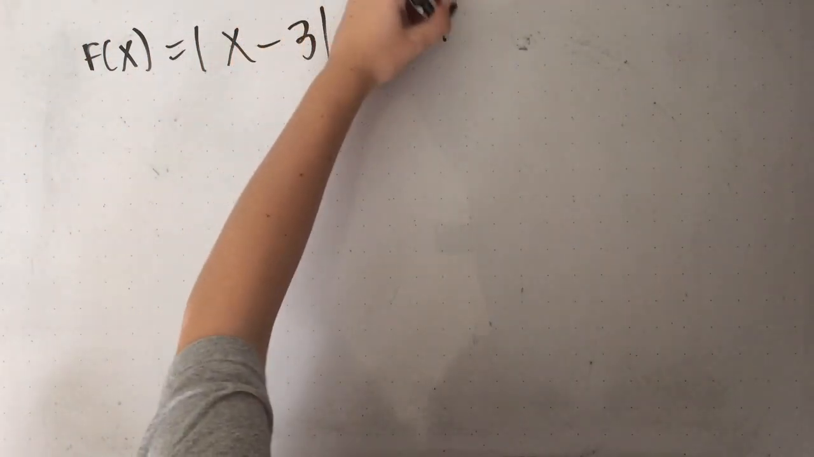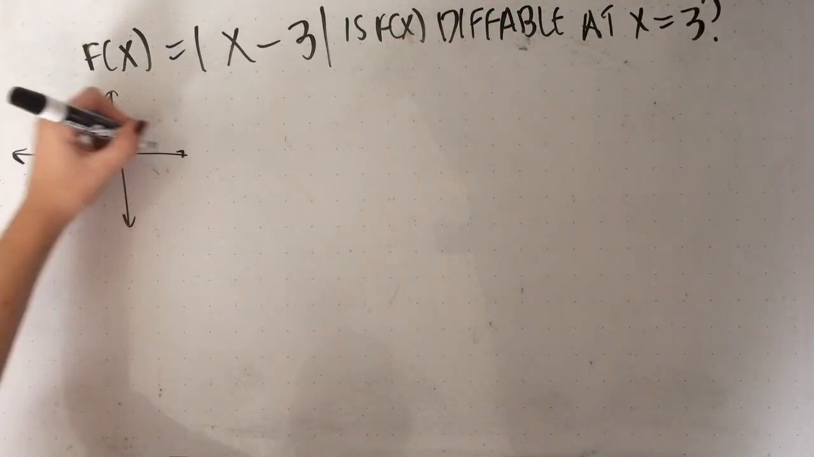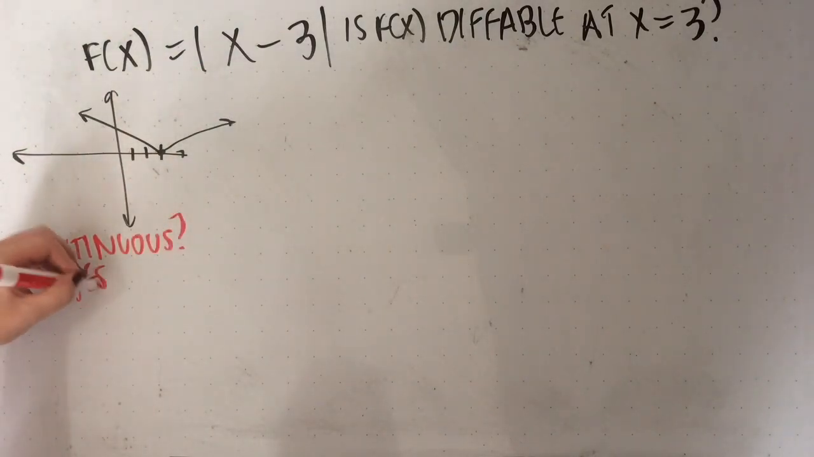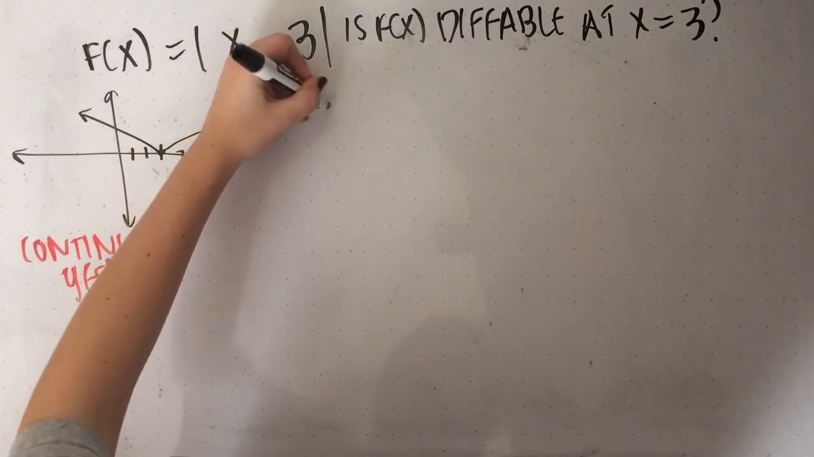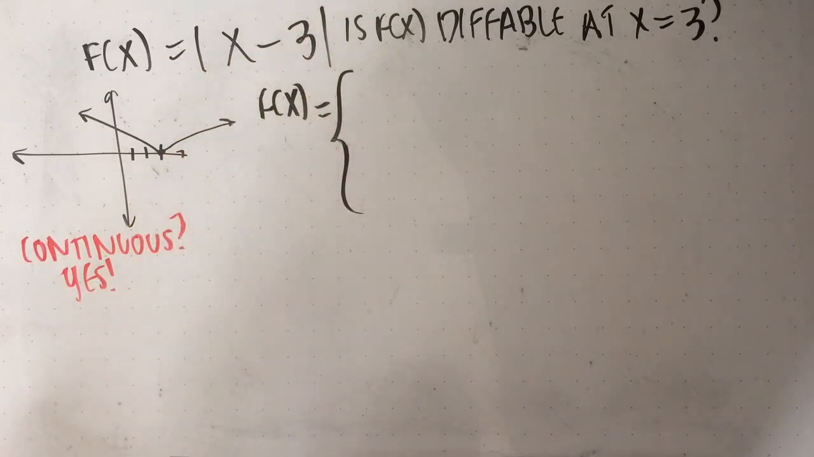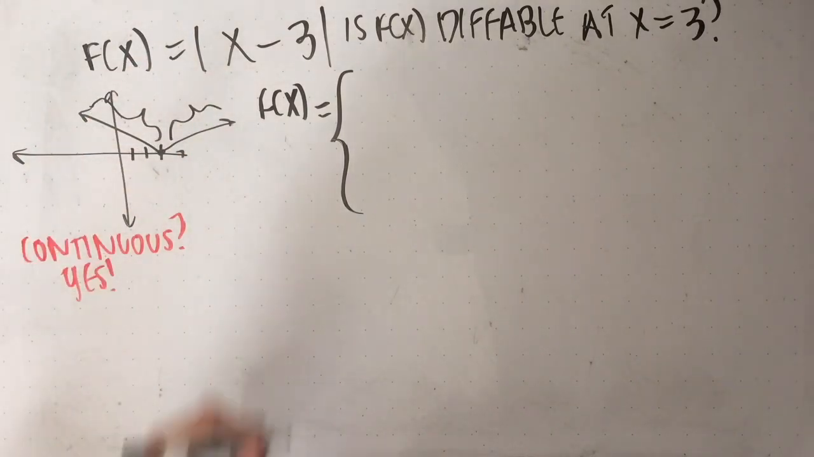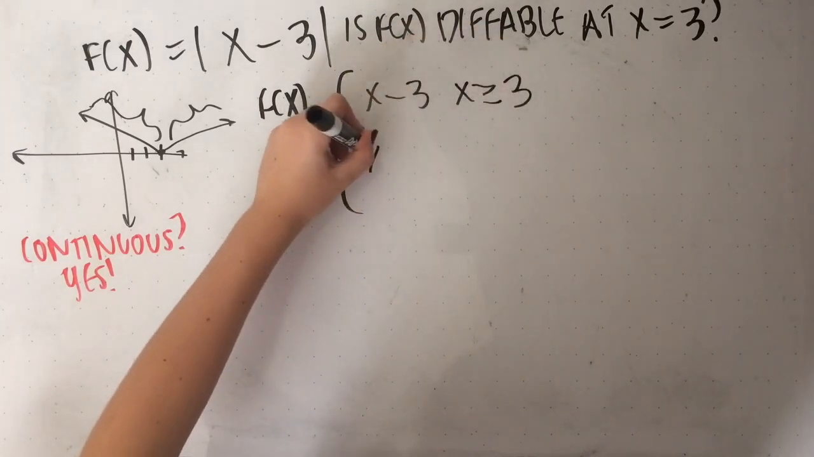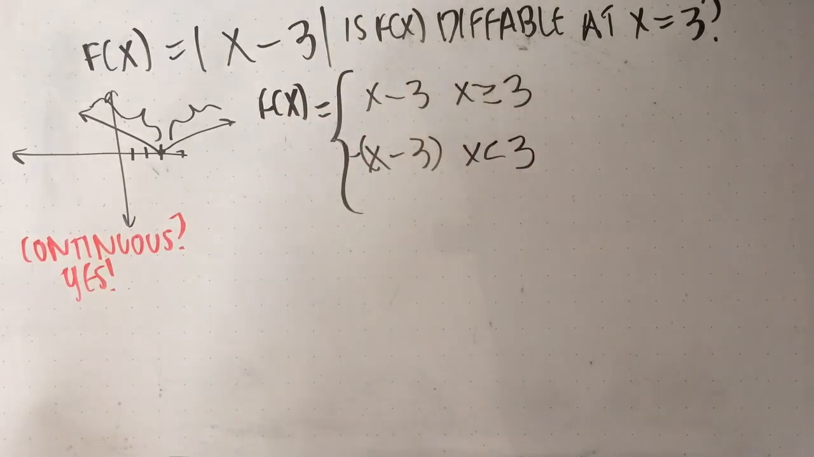Now, when we have to prove that something isn't differentiable when it's continuous, it's a little trickier. So let's look at this absolute value and figure out if f of x is differentiable at x equals 3. Well, we could start by graphing it, and from there we would see that it is continuous. However, there's that corner, so we know that it's not differentiable. But to prove that, we can start by writing the piecewise of f of x. So we can split this into the two separate lines and write the equations for both of those in the piecewise. So x minus 3 when x is greater than or equal to 3, and the negative version of that when x is less than 3.